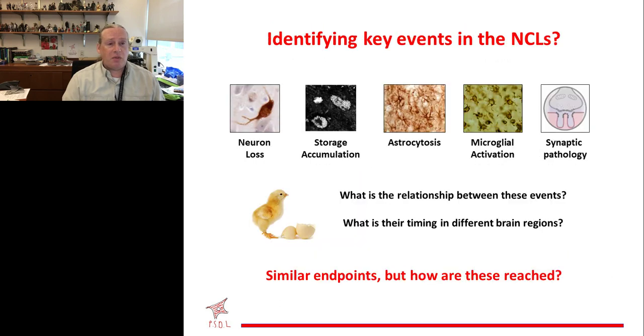So the sorts of things that we're looking at, obviously these are profoundly neurodegenerative diseases. So we have a lot of neurons that are dying. We have that buildup of storage material. We also have a lot of inflammation within the brain in terms of reaction of astrocytes, a process called astrocytosis, something similar of microglia within the brain. And we also have synaptic pathology that we know takes place.